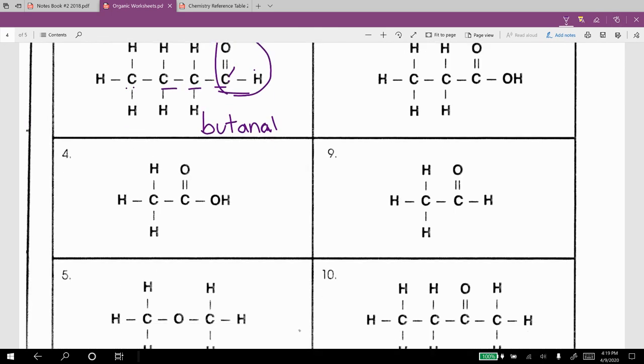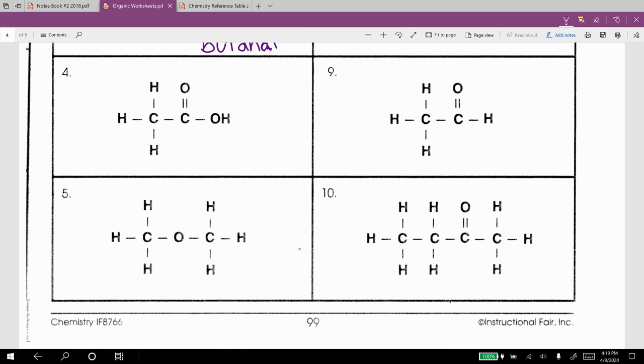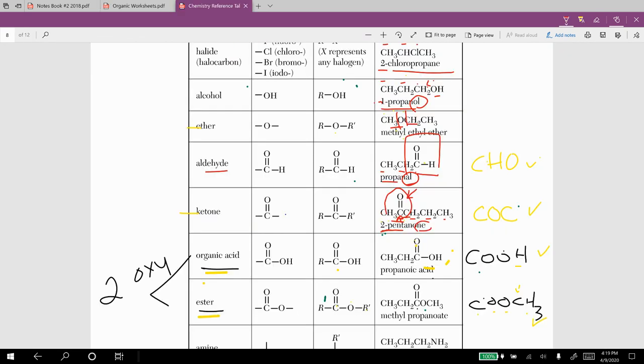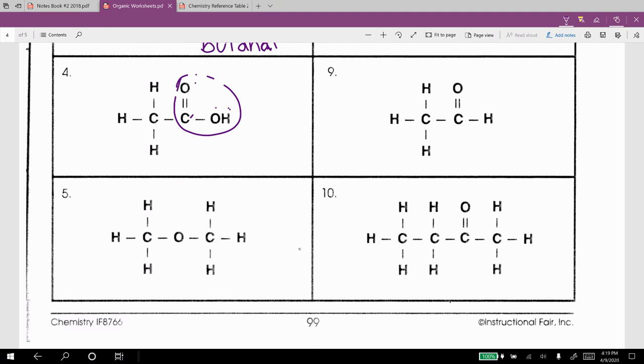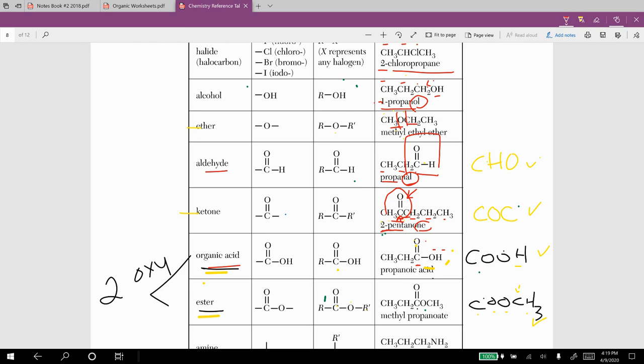Now let's look at our next one. All right, we'll look at those down there at the bottom. So now my organic functional group is here. I have the COOH, which is going to be our organic acid. So back over here, this is the organic acid, and I'm going to name this one just like this one. This one was called propanoic acid.